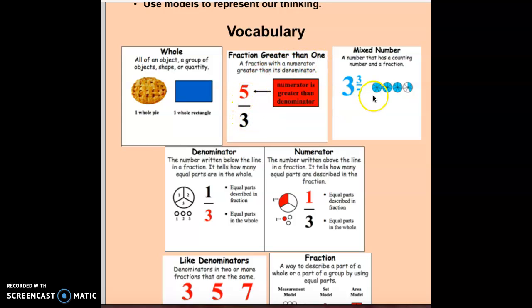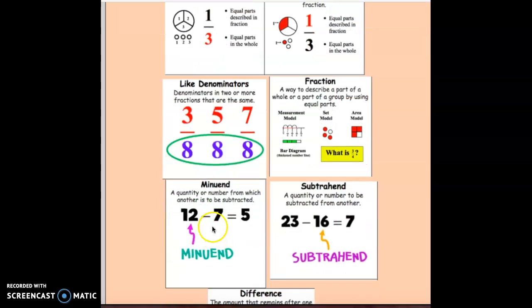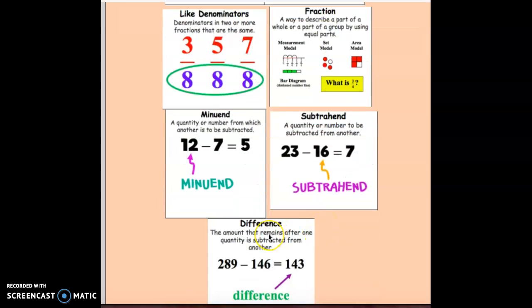called an improper fraction, mixed numbers, which is a whole number and a fraction together, denominator, numerator, like denominators, fraction, and minuend and subtrahend, which are some vocabulary that I introduced you to at the beginning of the school year when we were doing a lot of subtraction within 1 million. So the minuend is the number that we are subtracting from, and the subtrahend is the number that we are subtracting. And of course, the difference is the answer to a subtraction problem. So let's get right into the first anchor problem.